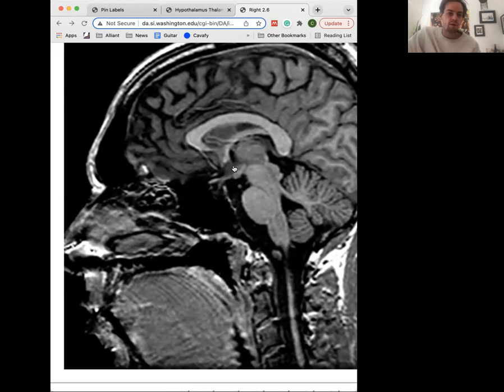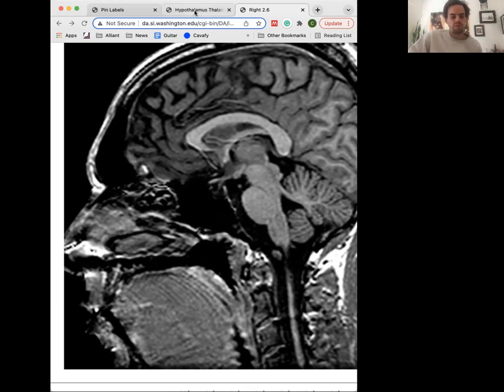And then two other important structures that we'll touch on when we talk about the hypothalamus is the optic chiasm, which is going to be right here. And then underneath that being the pituitary stalk and the pituitary gland, which is kind of hard to see here, but it's right in this area. And there is an anterior, so rostral, and a posterior part of the pituitary stalk.